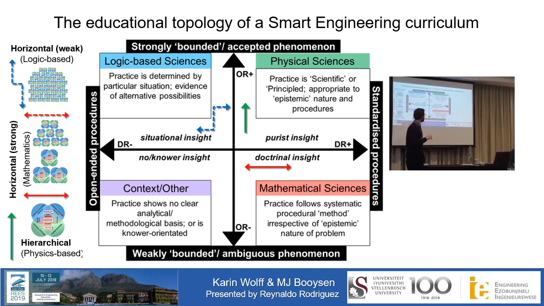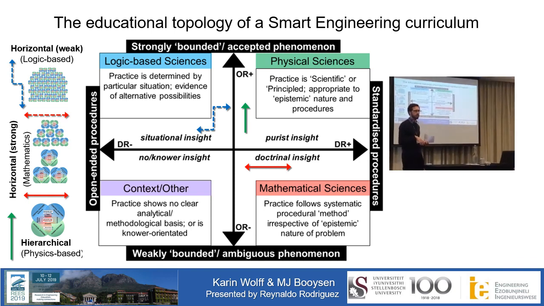All right, the name of the paper is actually not here, but it is the Smart Engineering Curriculum. And I think nowadays, the expression smart anything instantly elicits the concepts of Internet of Things and Industry 4.0 and all of those things.